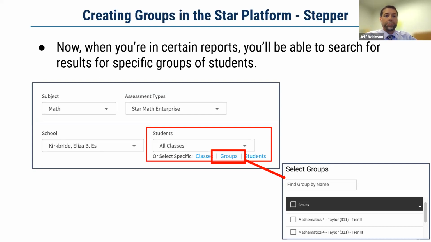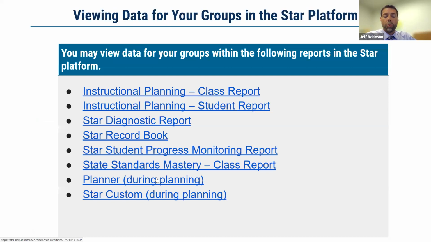Okay, so here are the reports in STAR that you can use your groups with. All of these reports, when you run them, you'll have an option to select groups. It also applies for the CBM data insights, and we're going to get to that later in the presentation. So we are going to take a look.